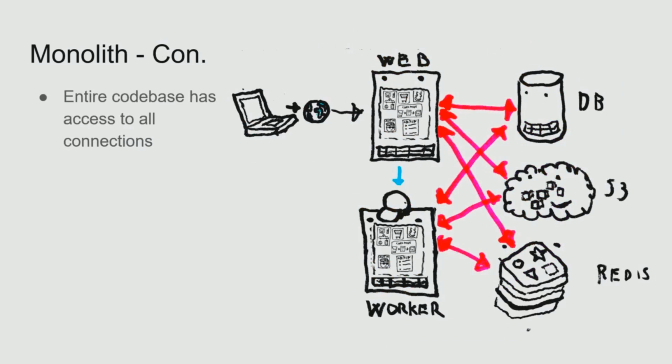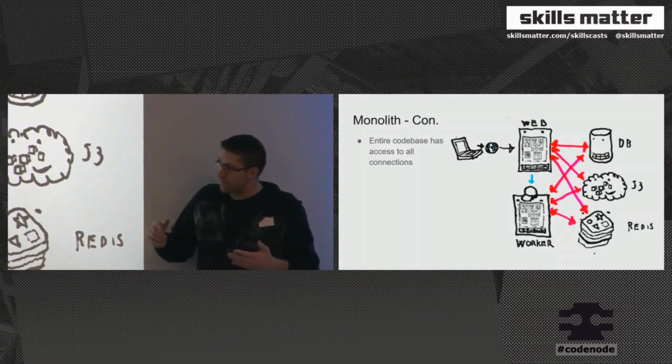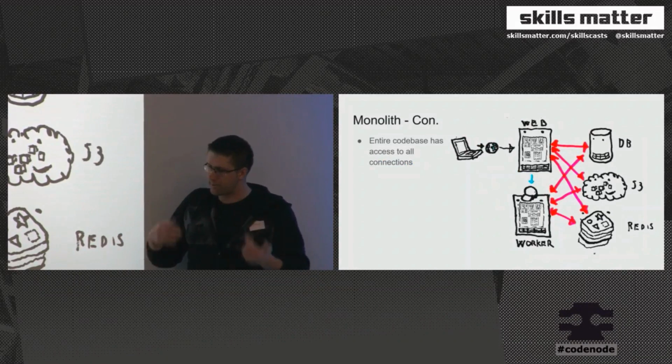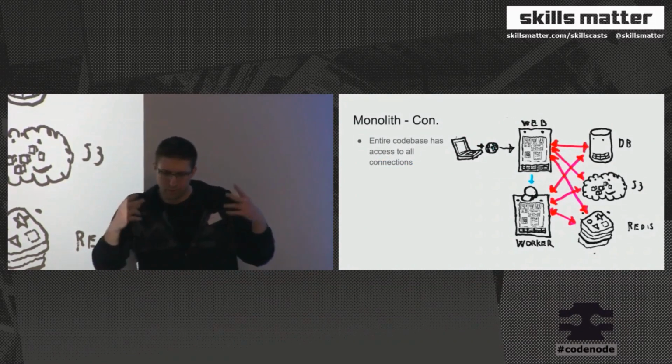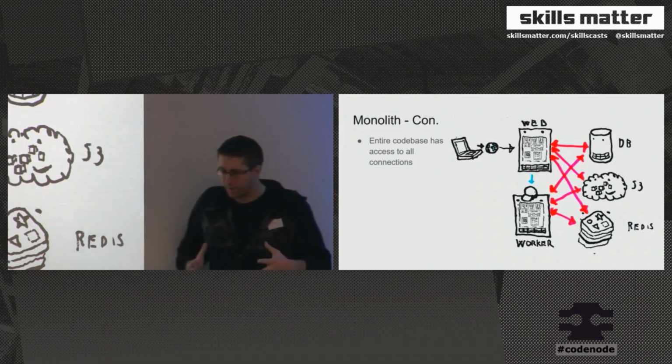Similar thing applies if you need to introduce a background worker. So for example, you need to send an email to your client: the shipment is on its way. Even though you need just a background worker like Sidekiq, Resque, or Delayed Job to send that one email, again, you need to configure the entire code base to be able to do that.